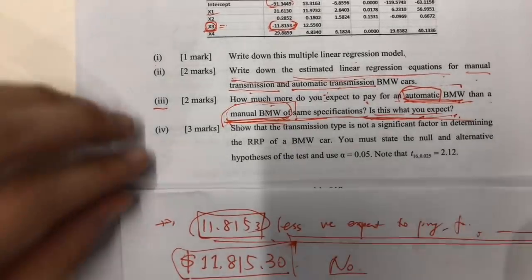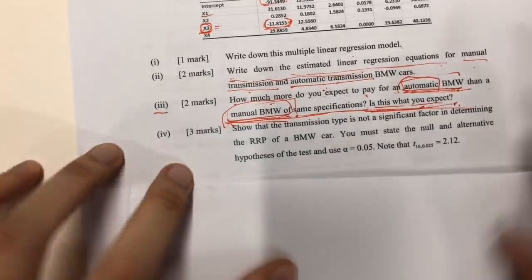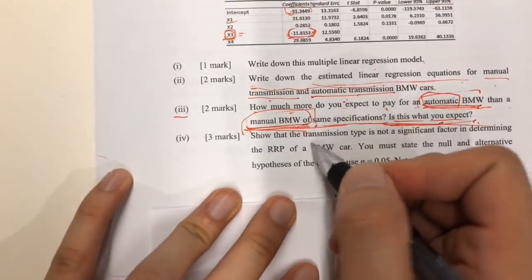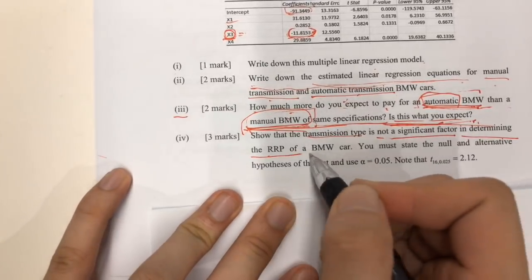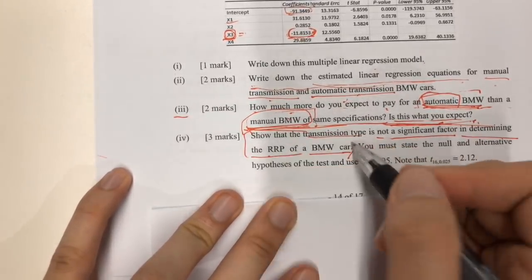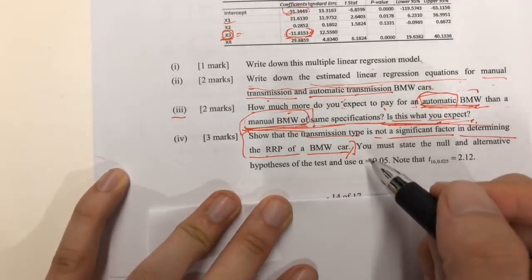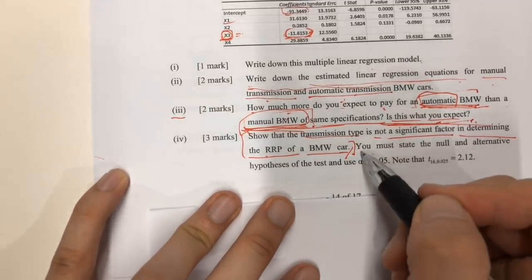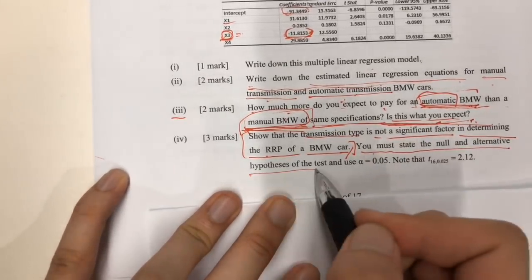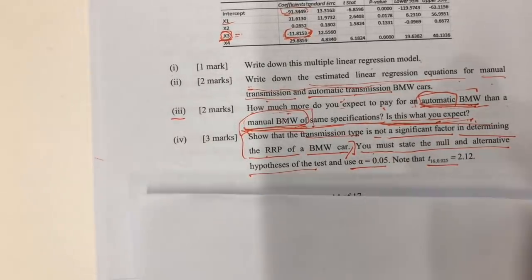Now, question 4. Question 4 is asking, show that the transmission type is not a significant factor in determining the RRP of a BMW car. So what is this part testing? It's actually testing on what? Overall significance or individual significance? Individual significance. Good. So you must state the null hypothesis and alternative hypothesis and test using alpha equals 0.05. Note that t equal to 2.12.